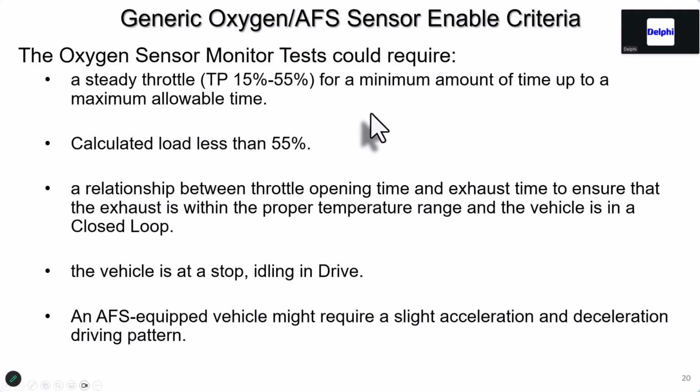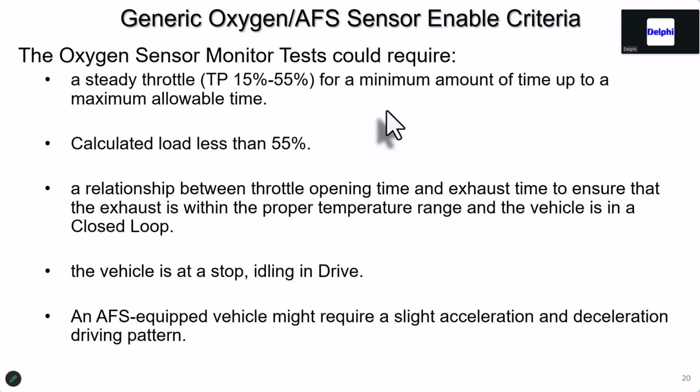Okay? Now, generic for oxygen sensors, air fuel sensors. Again, if you have no other criteria, most of them run between 15 and 55% throttle. Now, I gave you that big range because it will run at different loads. What we don't want to be is at 60% throttle, because on most cars, 60% throttle is considered by the PCM to be under wide open throttle conditions. You can see that in your calculated or your absolute load. 55% and below is where I want to be.